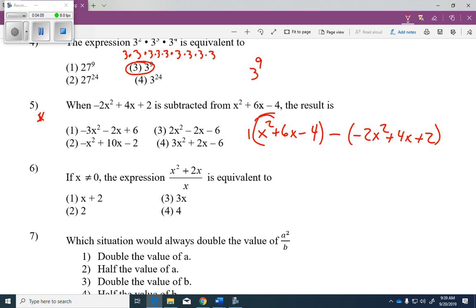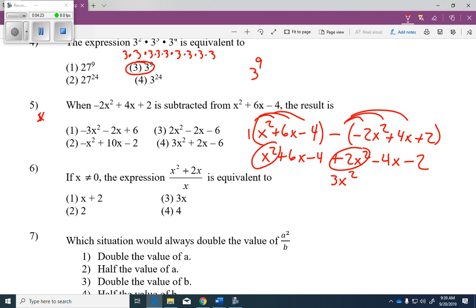If I distribute the 1, I get x squared plus 6x minus 4. When I distribute the negative 1, I get a positive 2x squared, and then a negative 4x, and then a minus 2. Combine like terms, x squared and 2x squared is 3x squared. 6x minus 4x is a positive 2x. Negative 4 and negative 2 is minus 6. 3x squared plus 2x minus 6, choice 4.